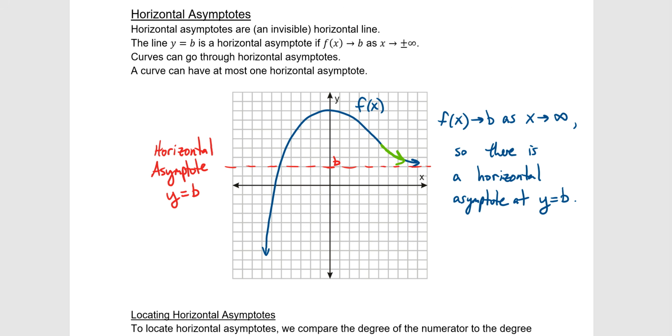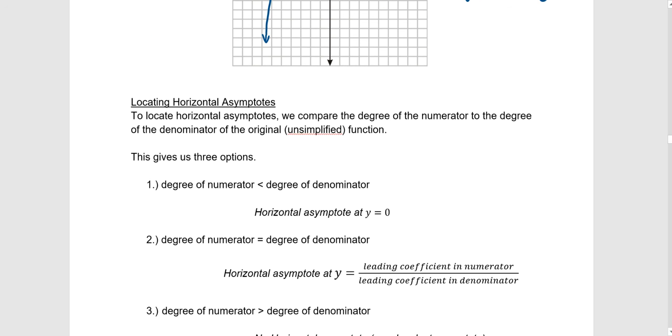We could have done this the other way, and said as x goes to negative infinity, or we could have had it going on both sides, negative infinity and positive infinity. This one I just had as x goes to positive infinity. So that is a horizontal asymptote.